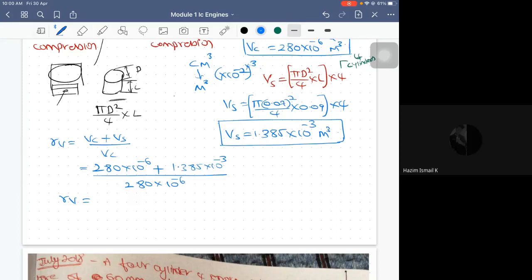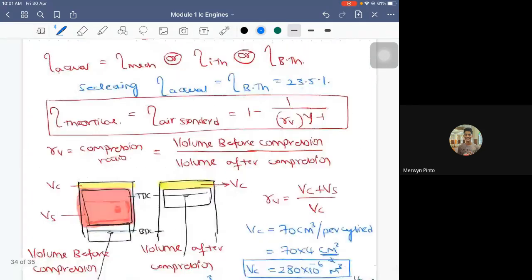5.94. 5.9. Give me one more decimal point. 5.946. So I would take it as 5.95. Okay. So that is Rv. Once you have got the value of Rv, take that particular formula there.